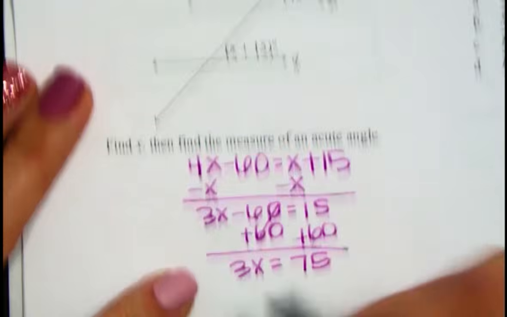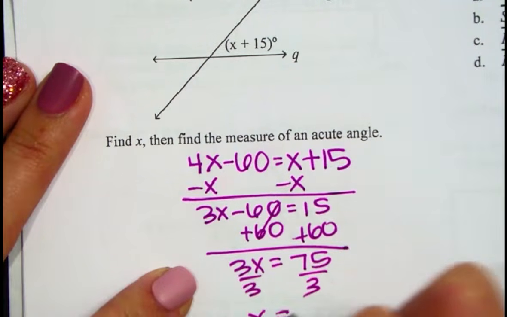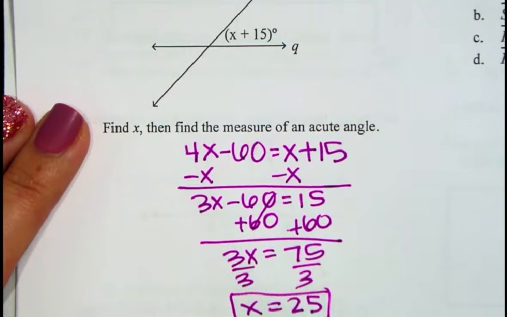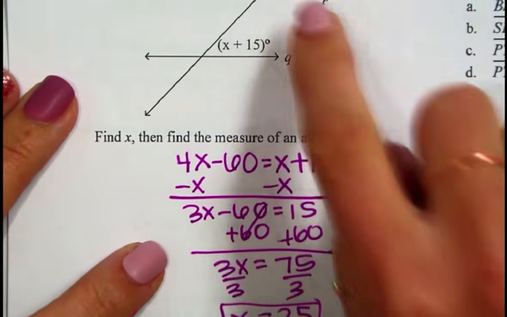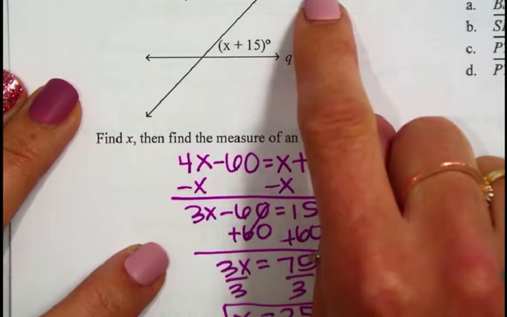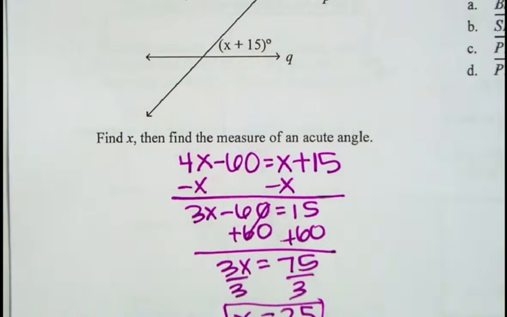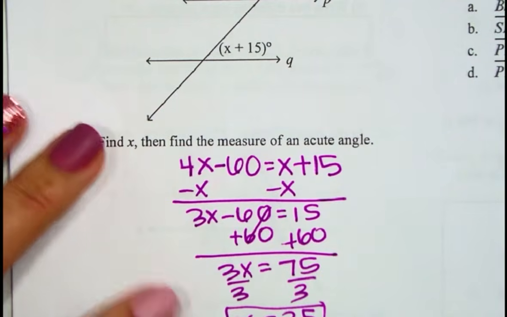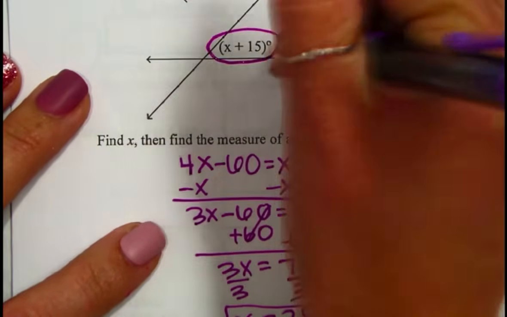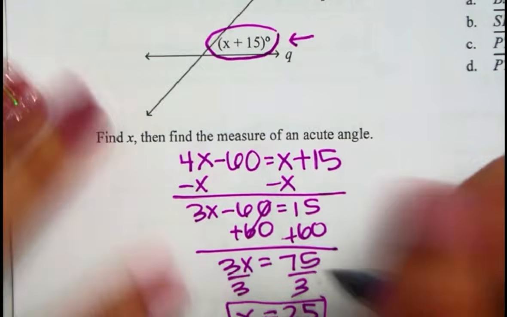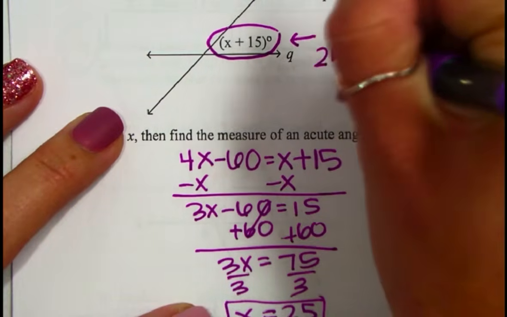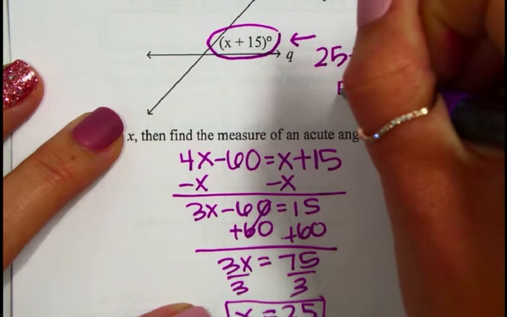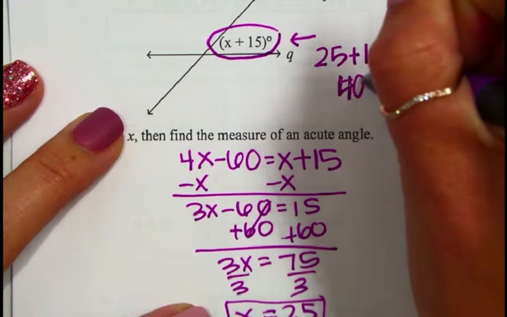3x is equal to 75, so divide by 3, and x is equal to 25. And then we're going to find the measure of an acute angle. So we're going to choose either one of these measures to plug in x because they're both congruent and they're both an acute angle. So I'm going to choose this angle here, and I'm going to plug in x. So 25 plus 15, and the measure of the acute angle then is 40 degrees.